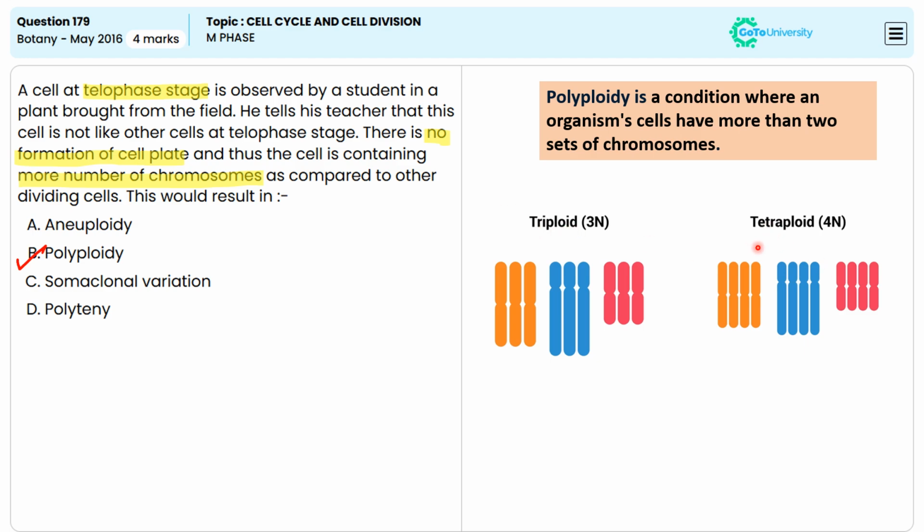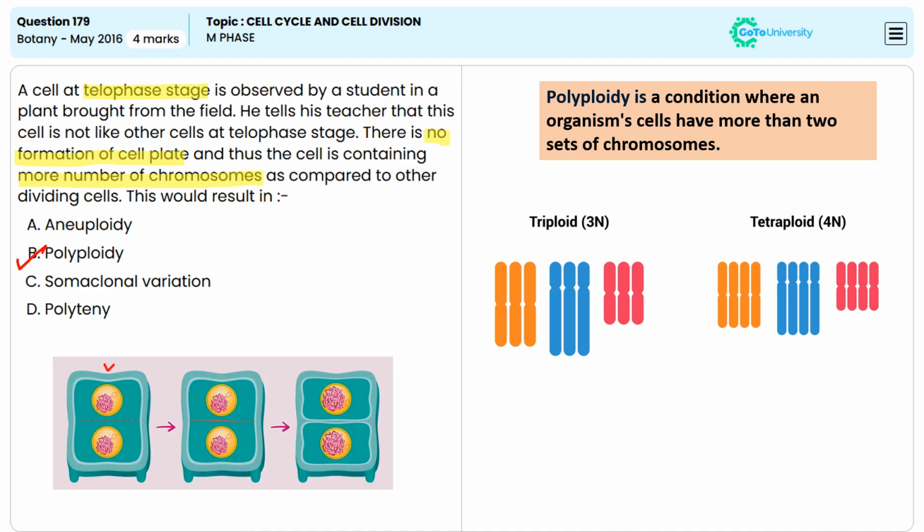So in the scenario described here, where the student observes a cell at telophase with no cell plate formation and an abnormal number of chromosomes, it suggests that the cell has undergone a failure in cytokinesis, resulting in the doubling of the chromosome number. So this leads to polyploidy, a condition where the chromosome number is more than the normal diploid number, which commonly occurs in plants due to errors in cell division. So the answer is polyploidy.